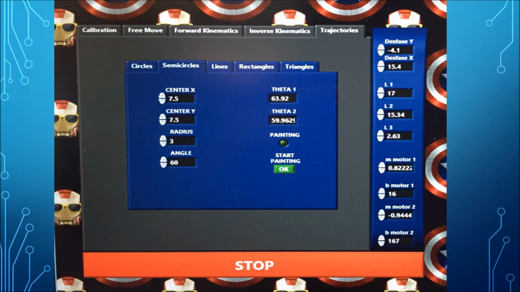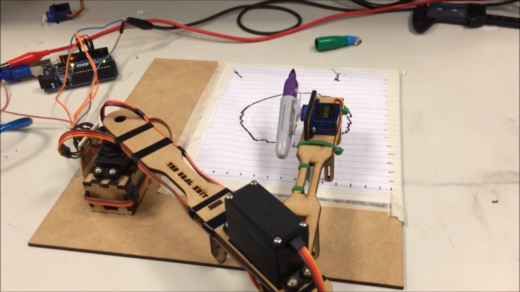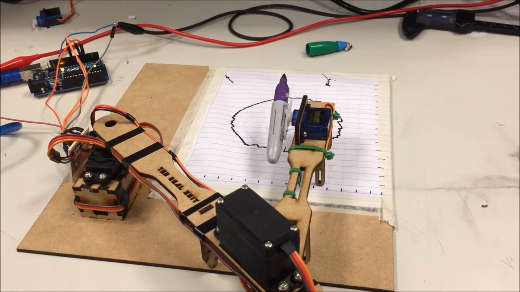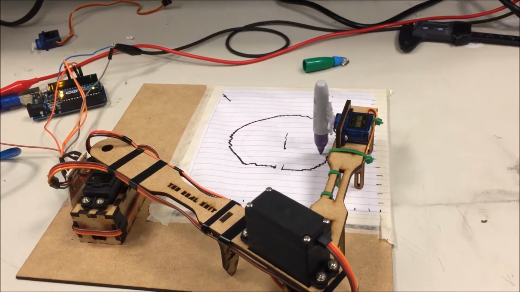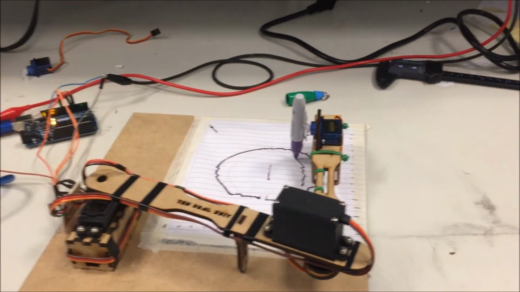At last, with the triangle, the user defines the points of each axis, which are the ones called point 1 x and y, up to point 3 x and y. The program works in the same way as the rectangle and the straight line.